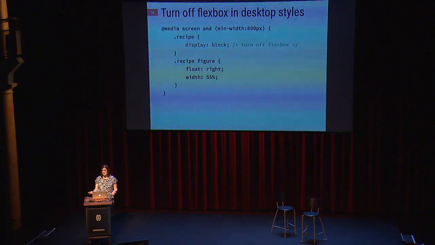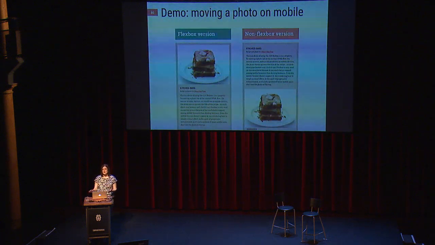And then on the desktop view, I simply turn off Flexbox by setting the recipe's display back to block. So that puts the image back in the normal flow order and then I can float it to the right beside the ingredients list. So there's no concern about Flexbox support on desktop because I'm not using it there. And any mobile browsers that don't support it will simply see the image on top of the ingredients.